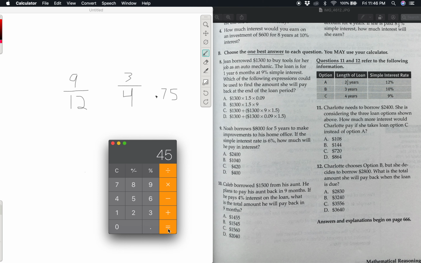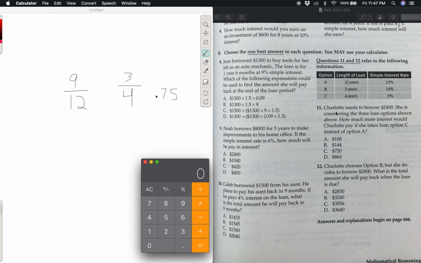Equals 45. So now, let's remember, it says what is the total amount he will pay back in 9 months. So we have 45 here, which was the interest amount. And then we know he borrowed 1500, so we have to add 45 plus 1500. That equals 1545. That is B, by the way, in case you were wondering.